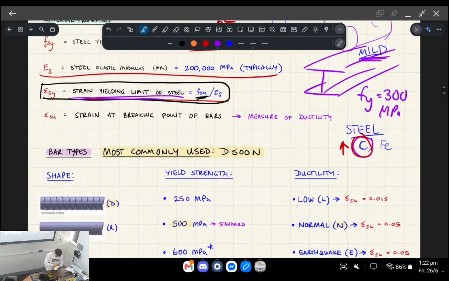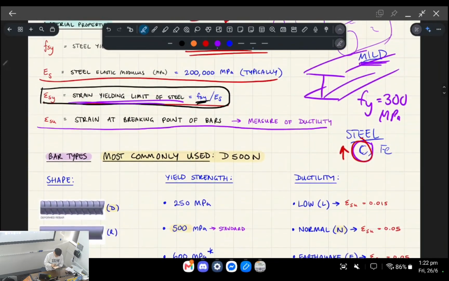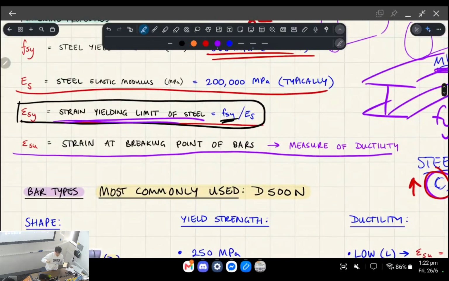And the other one is basically the breaking point of the bars in terms of how much strain or how much stretching the bar undergoes before it snaps. Okay, so this is a measure of ductility. How much elongation the bar can take before it breaks is a measure of how ductile it is. Okay.